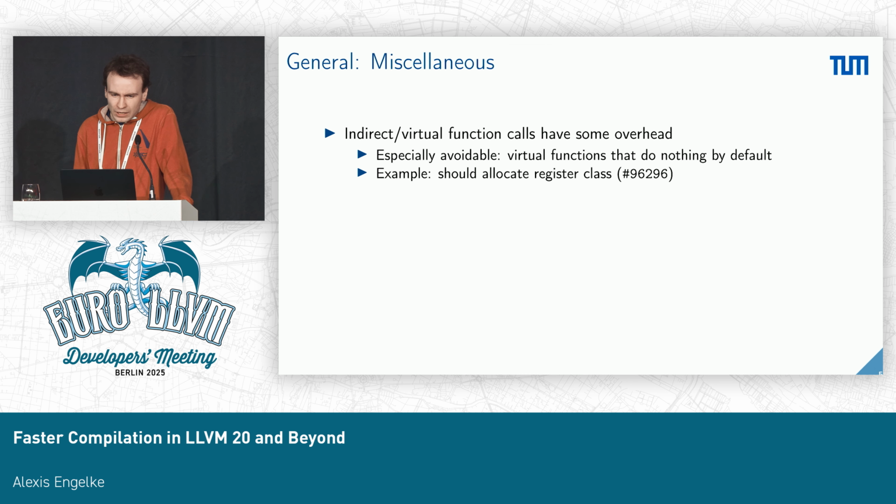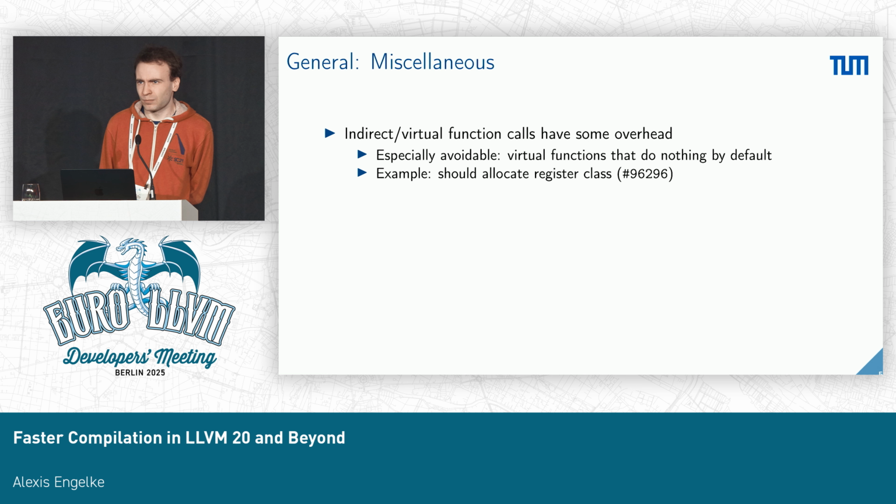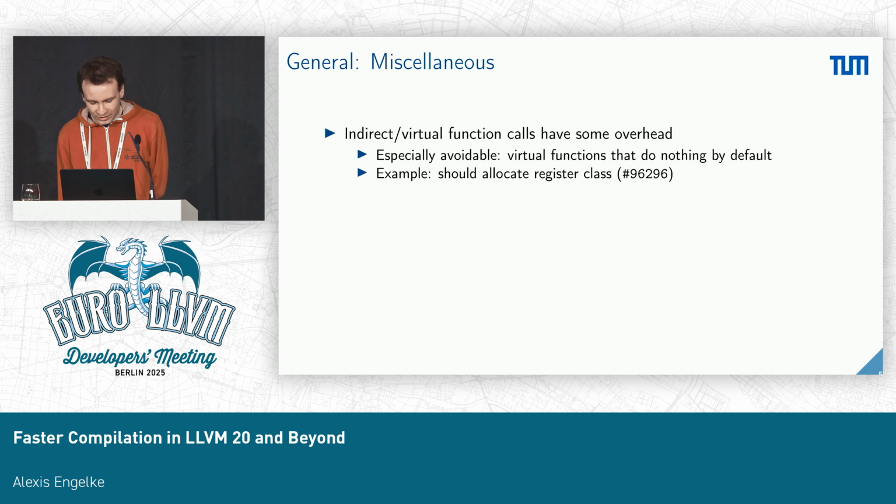And then there are a few minor general considerations. Indirect and virtual function calls have some overhead, especially if these virtual functions do nothing by default. In such cases, it's always a good idea to try to avoid this, especially if this is done very often. For example, LLVM MC and the AsmPrinter do half a dozen virtual function calls per encoded instruction. And if some of these do nothing, then it has also a noticeable impact if the call can be avoided.